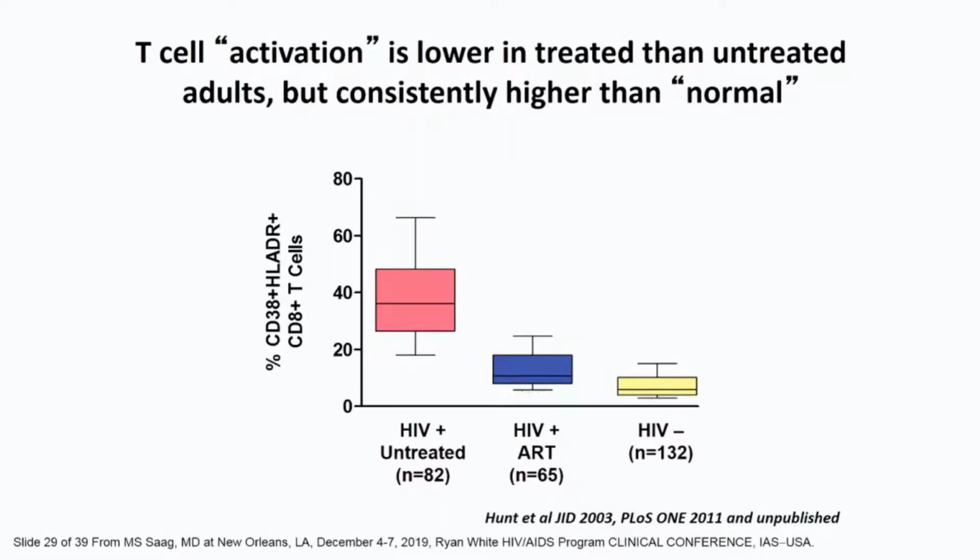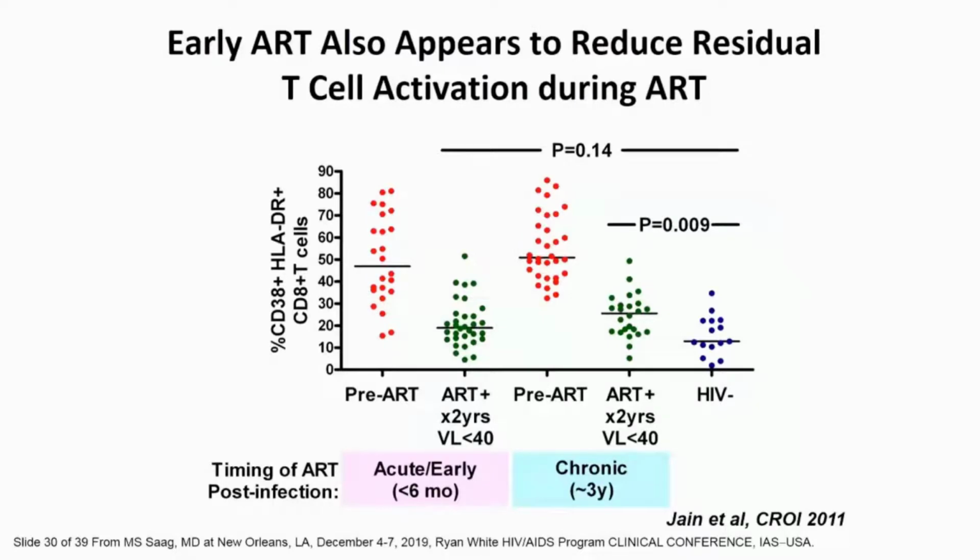Why wouldn't you want to put them from that pink bar to the blue one at least? More data: if you treat early in infection, right after acute seroconversion, the inflammation is better than if you waited a couple of years, comparing the second and the fourth column. So generally speaking, treatment biologically, in my view, was screaming at us to start whenever we could.